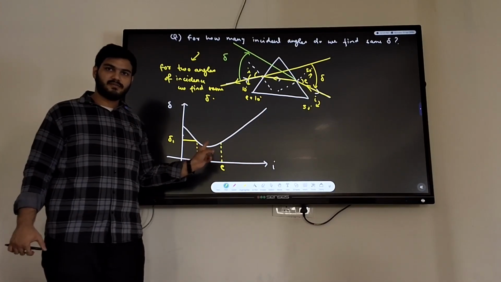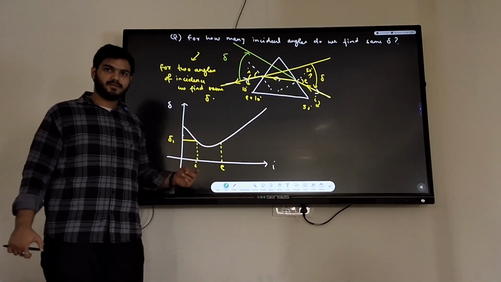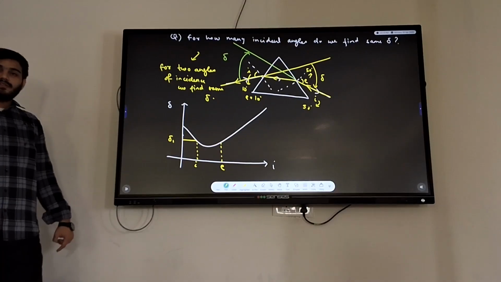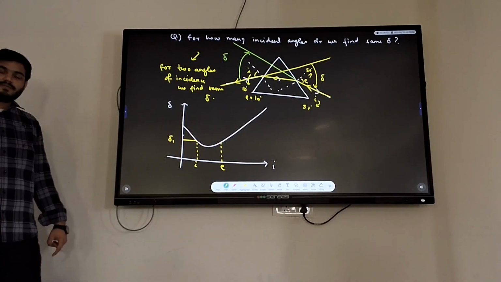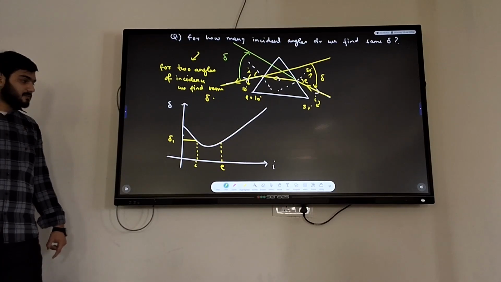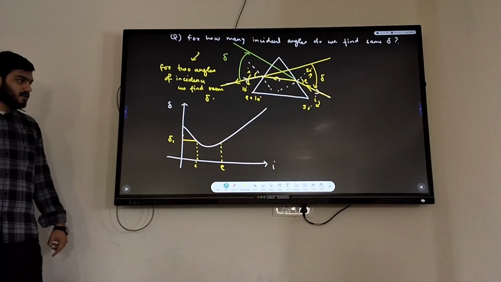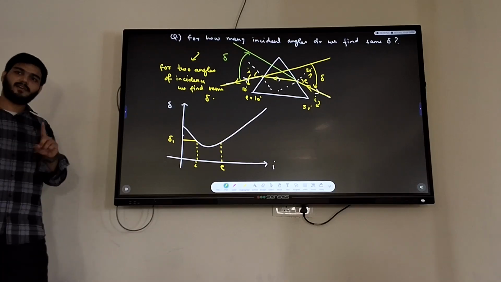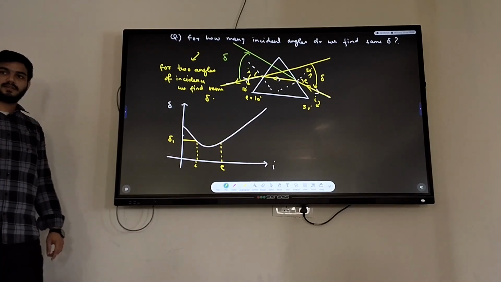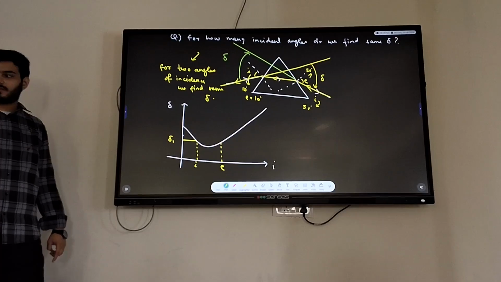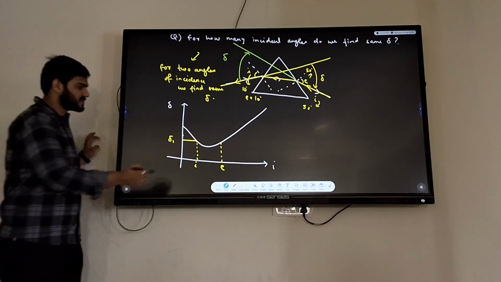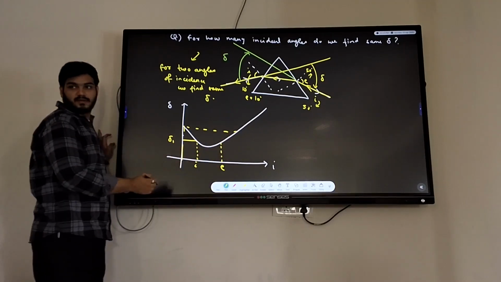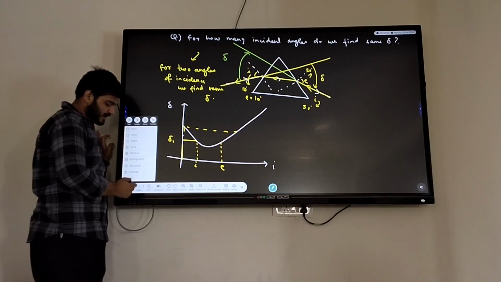Are you understanding? Should I repeat it? No. So clear? Then do you see a peculiar thing about this graph? It is increasing. No, one more thing. At one point, you are finding that there is only one value of delta. What is that point? The lowest point, the bottom. That's the minimum value of this function.